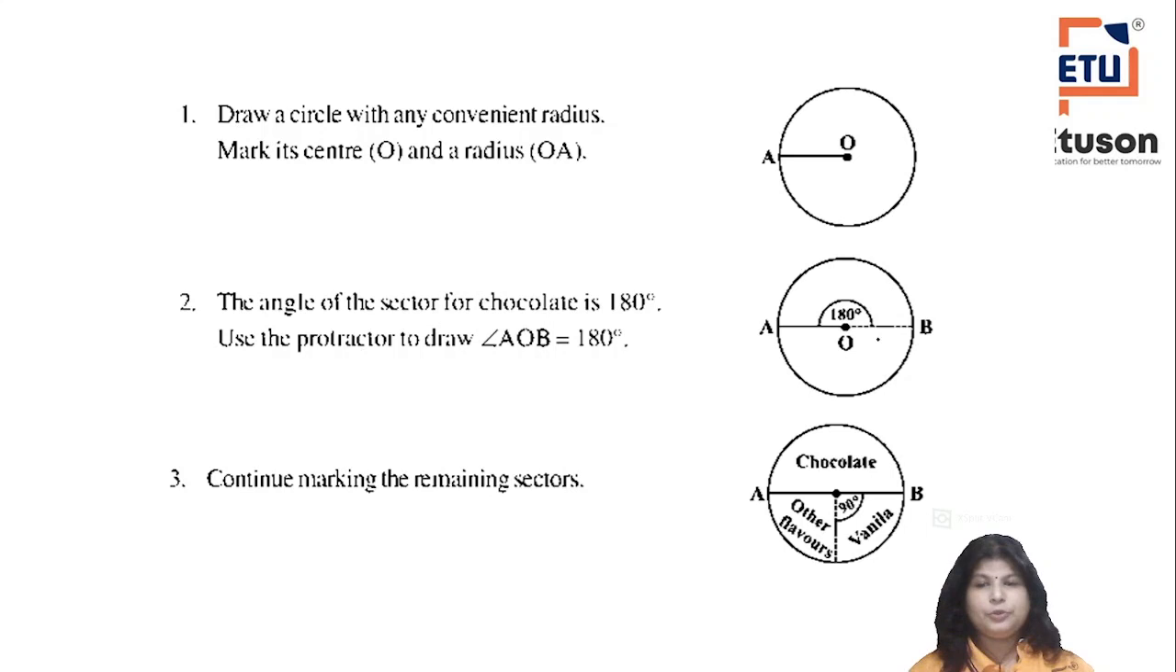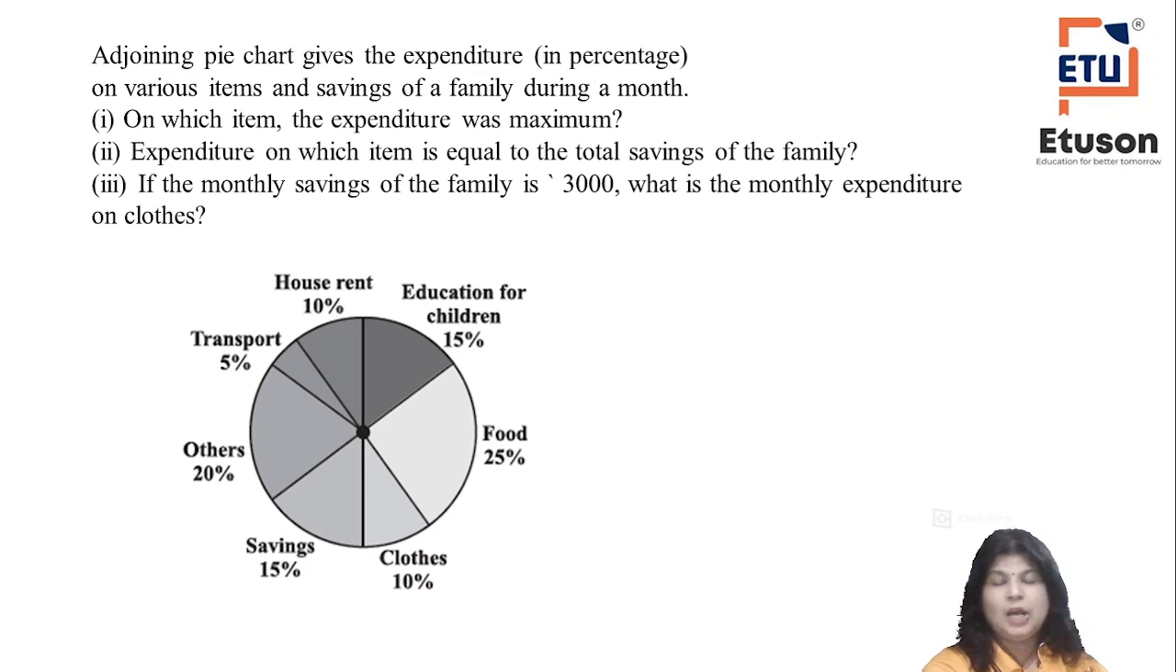Then for vanilla, taking OB as the base, you take 90 degrees and mark the vanilla section, and obviously the other flavors will come out automatically. Understood, children? So this is how you can plot the pie chart. Now let us learn how to collect information from the pie chart.